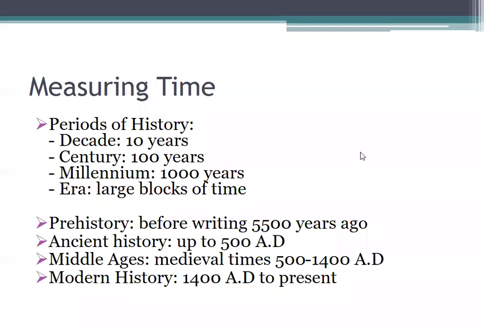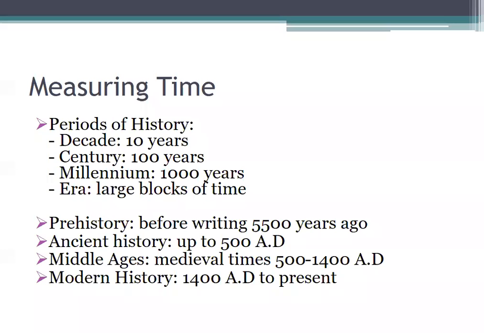Now, to start with time. When we measure time, we have different measuring eras or time frames. To start with, as you all know, a decade is 10 years. Century, 100 years. Millennium, 1,000 years. When I say era, it means a large block of time.